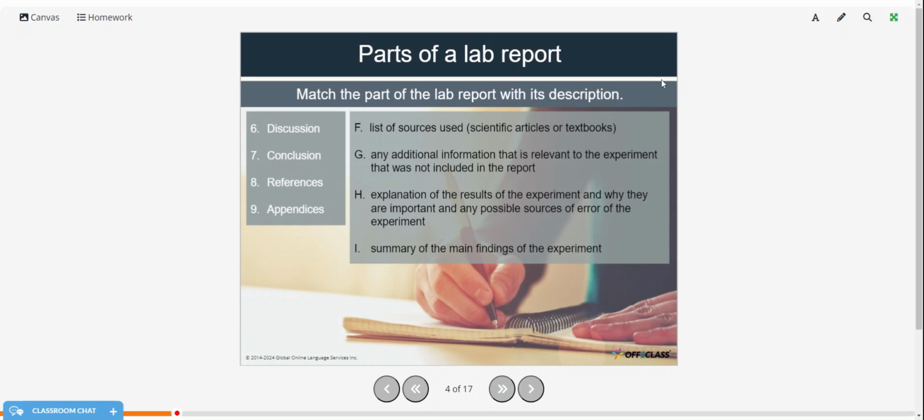Here are some additional parts of the lab report. Again, you can pause the video, try these on your own, and then restart when you're ready to check the answers.